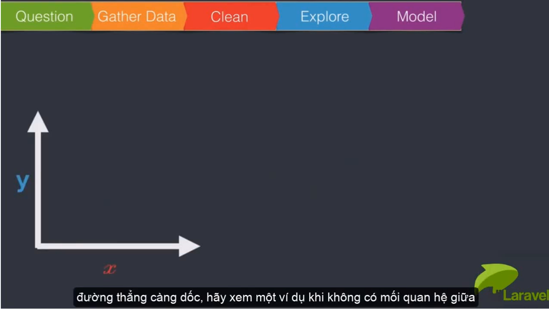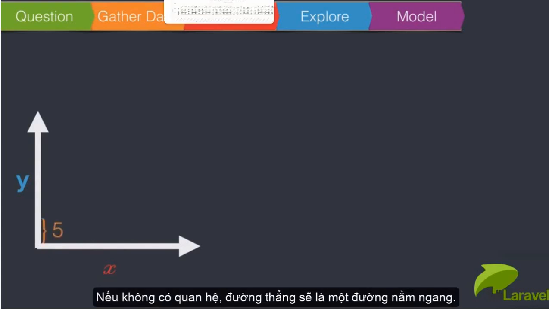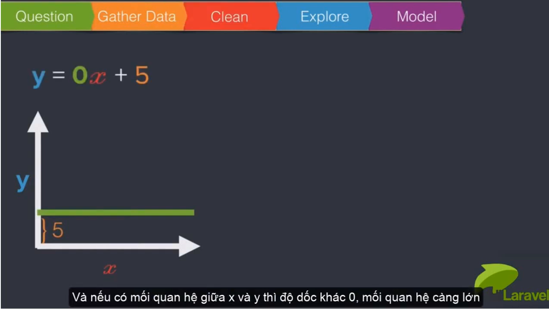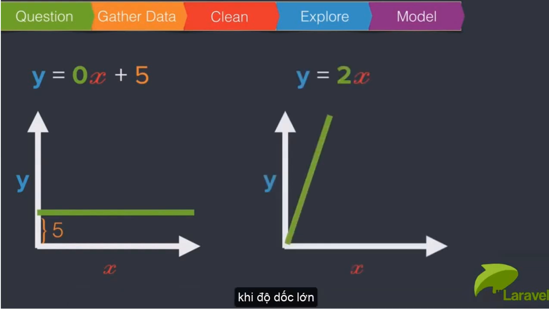Let's take a look at an example where there is no relationship between x and y. If there is no relationship, then we would simply have a straight line. In this case, the slope would be equal to 0. But if there is a relationship between the two, then the slope would be quite steep. And the stronger the relationship, the steeper the slope.